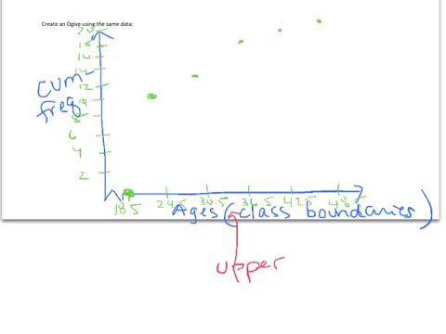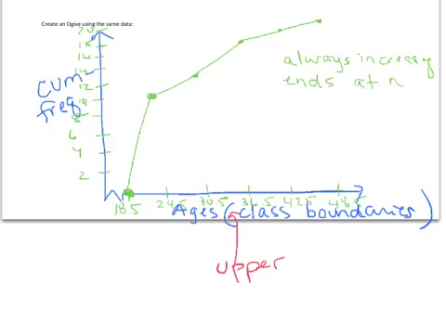So now this is always going to be increasing, so if we connect our line graph, that's what an ogive looks like. It always increases. So it's always increasing. It ends at N. Okay, it ends at 20. And it's a line graph.